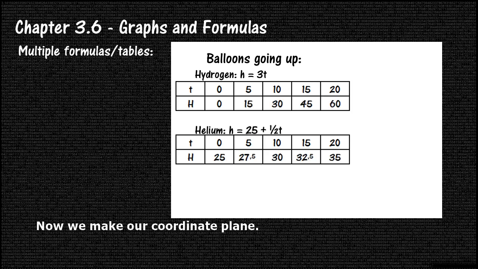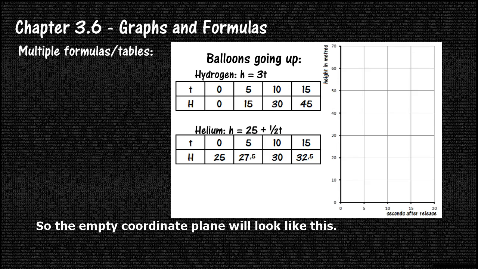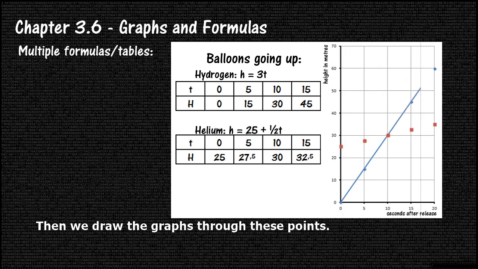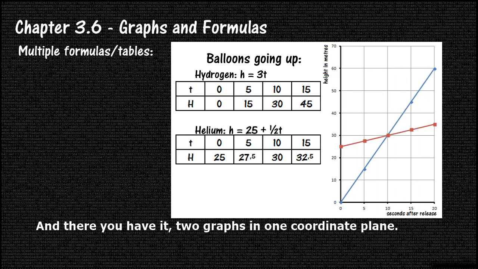Now we make our coordinate plane. Horizontal, I will take steps of 5, and vertical, I will take steps of 10. So the empty coordinate plane will look like this. Then we plot our points. First the hydrogen balloon, then the helium balloon. Then we draw the graphs through these points. And there you have it, 2 graphs in one coordinate plane.